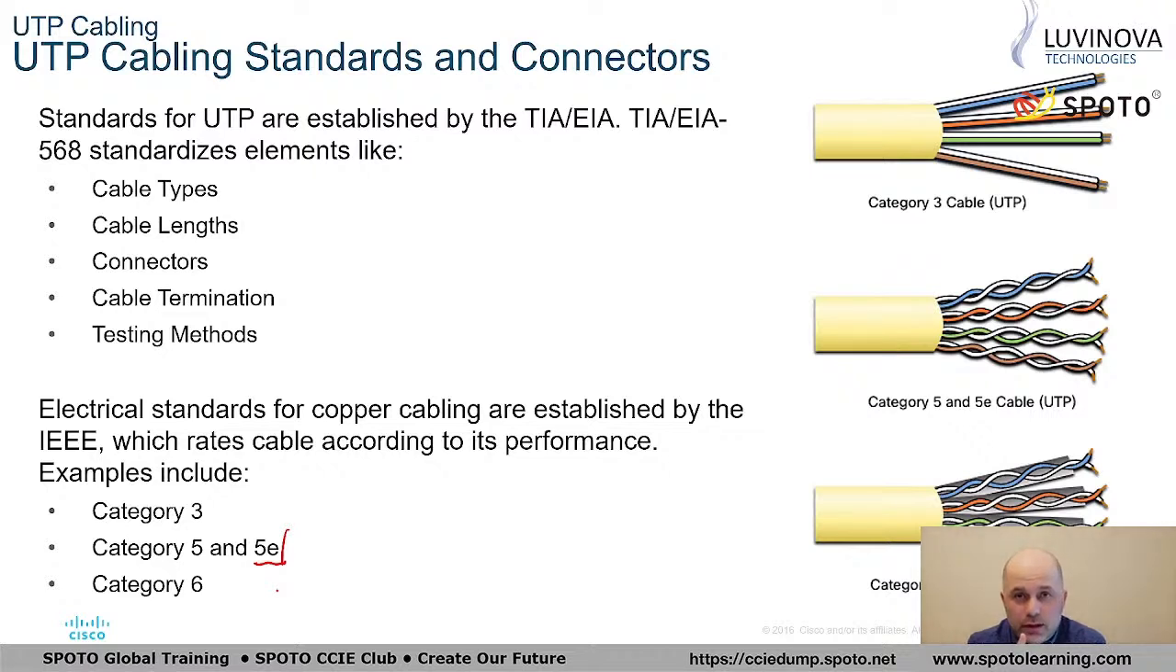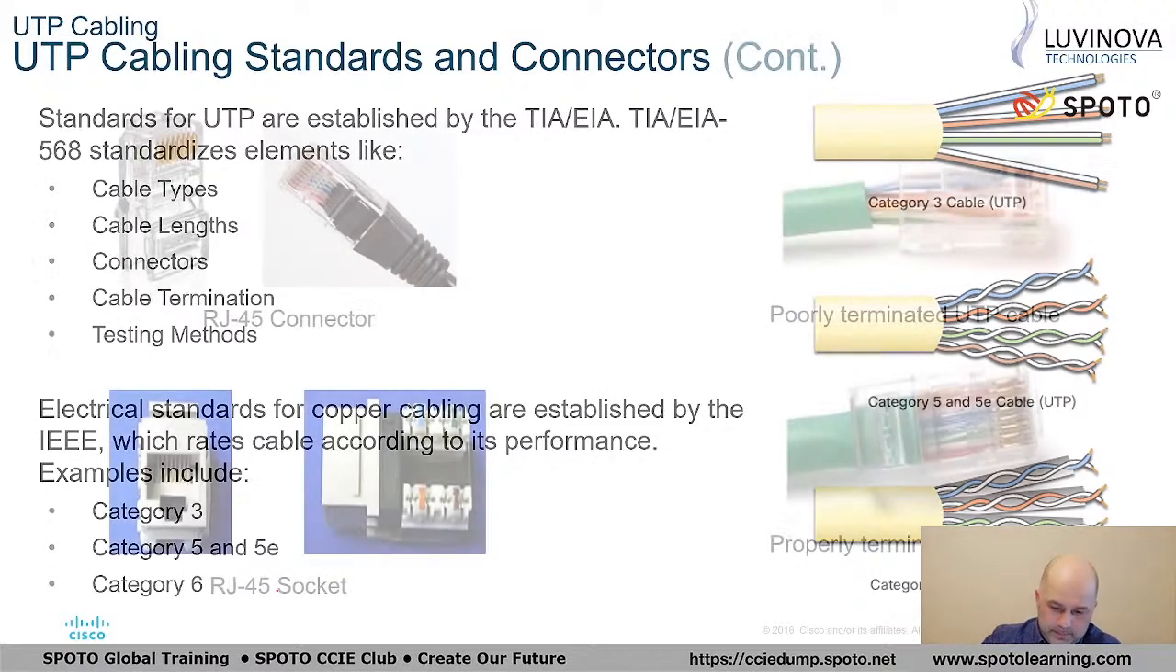It's not shielded, but we don't need it, because for a LAN network we're not using shielded twisted pair cables. We are using unshielded twisted pair cables.